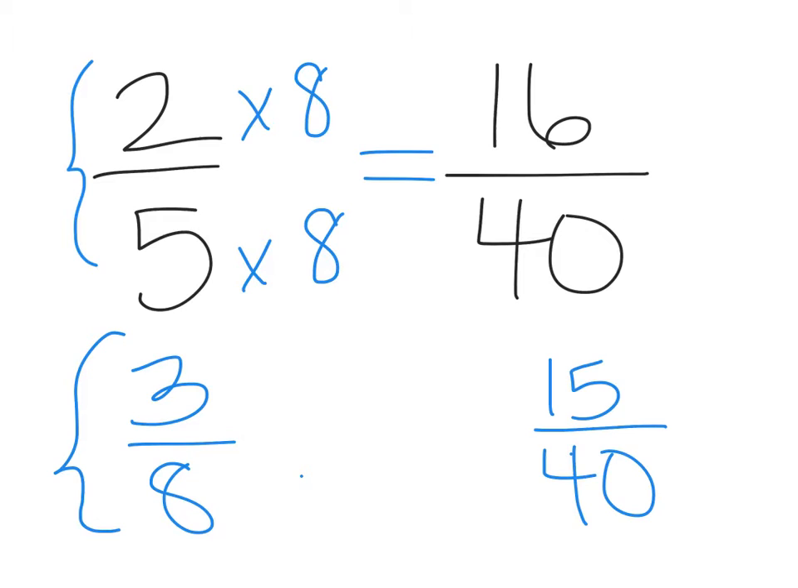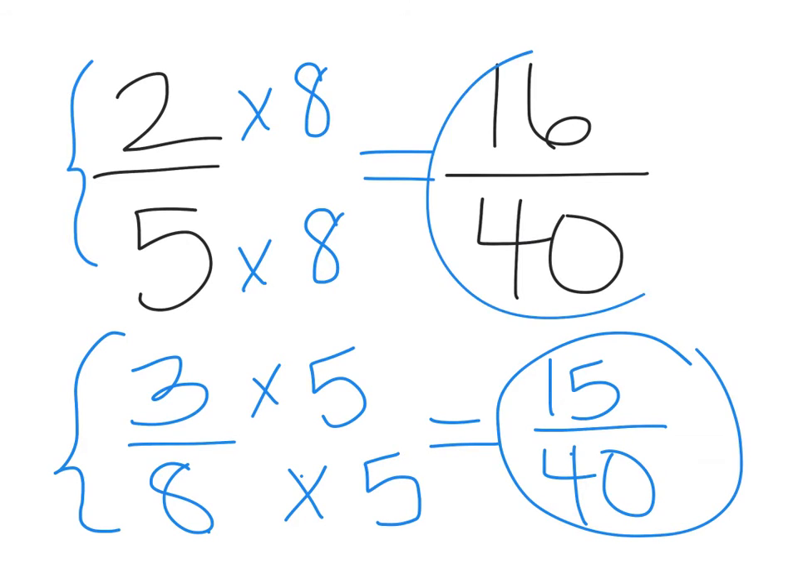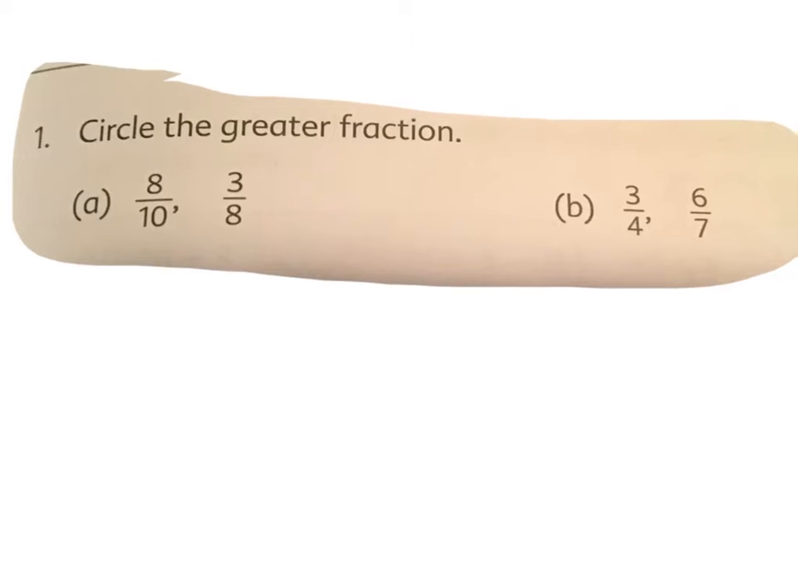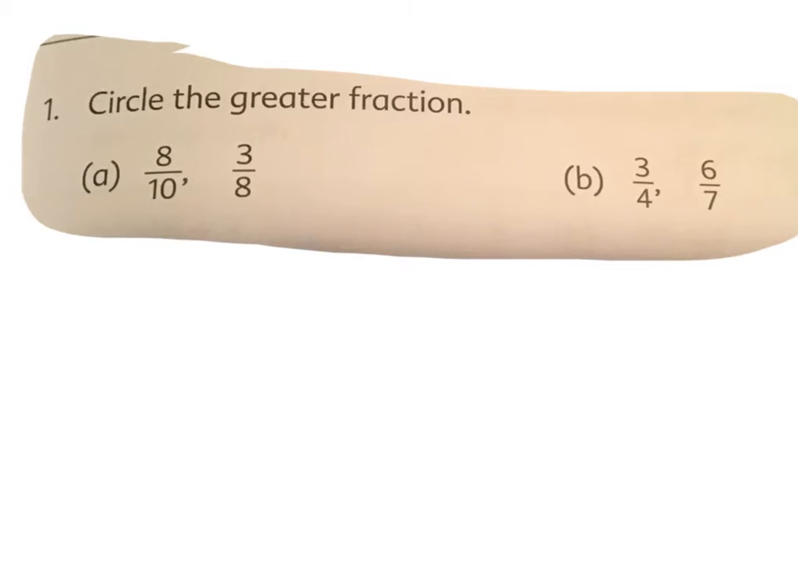Now let's look at 3/8. What did I multiply 8 by to get 40? Should have said 5. Whatever you do to the bottom, you do to the top. 3 times 5 equals 15. 3/8 is the same as 15/40. Now we can compare them because the denominators are the same. Now I want you to go into your tasks and write down 8/10 and 3/8. Write down A and see if you can find the bigger fraction.